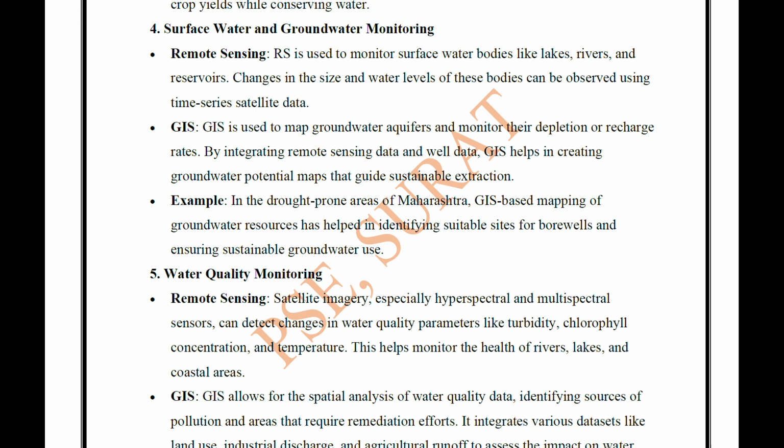GIS is used to map underground groundwater aquifers and monitor their depletion or recharge rates by integrating remote sensing data and well data. GIS helps in creating groundwater potential maps that guide sustainable extraction. Example: in the drought-prone areas of Maharashtra, GIS-based mapping of groundwater resources has helped in identifying suitable sites for bore wells and ensuring sustainable groundwater use.